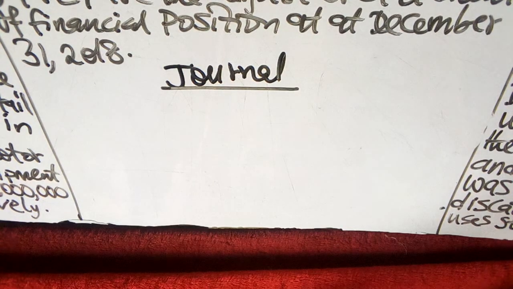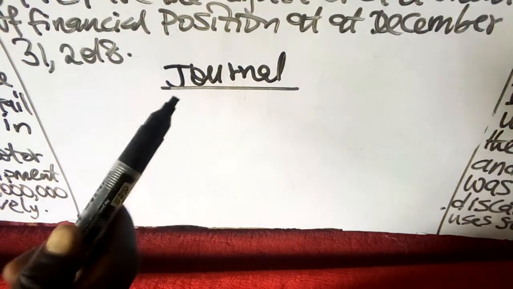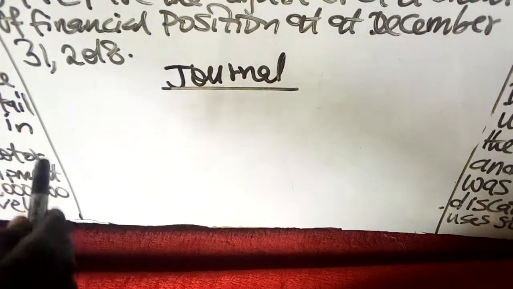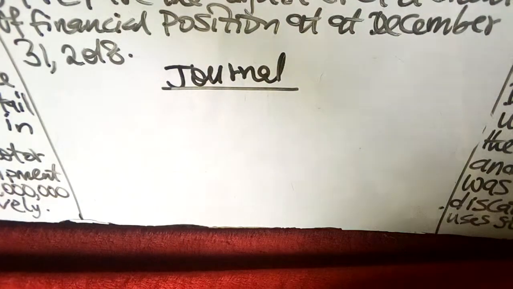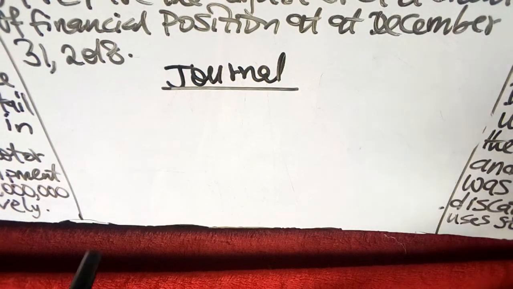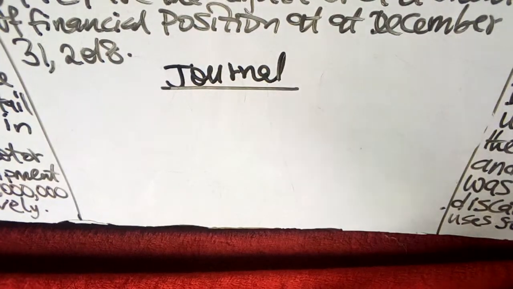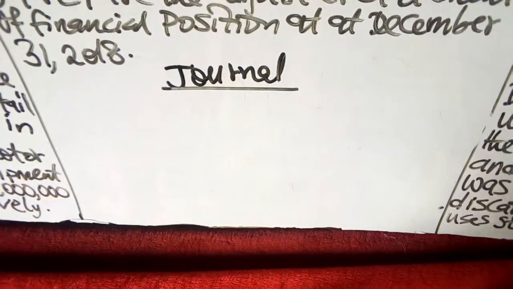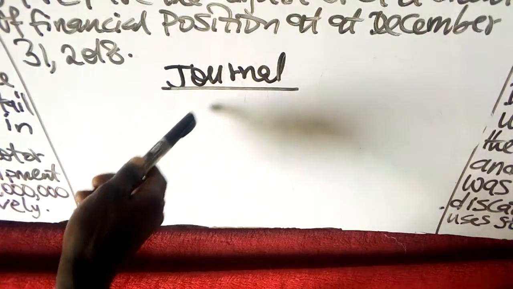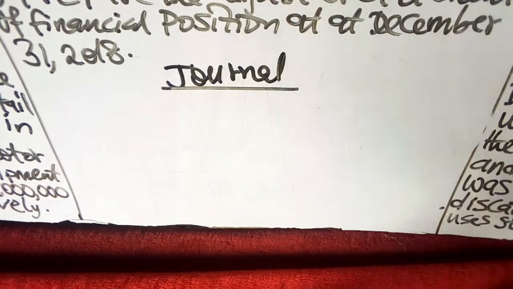There are several uses of journal, which include: one, we use journal for the correction of errors. Two, to show the transfer from one account to another. Number three, to record the opening entries. Number four, to record the closing entries. Five, it can also be used to record the acquisition and disposal of non-current assets on credit.